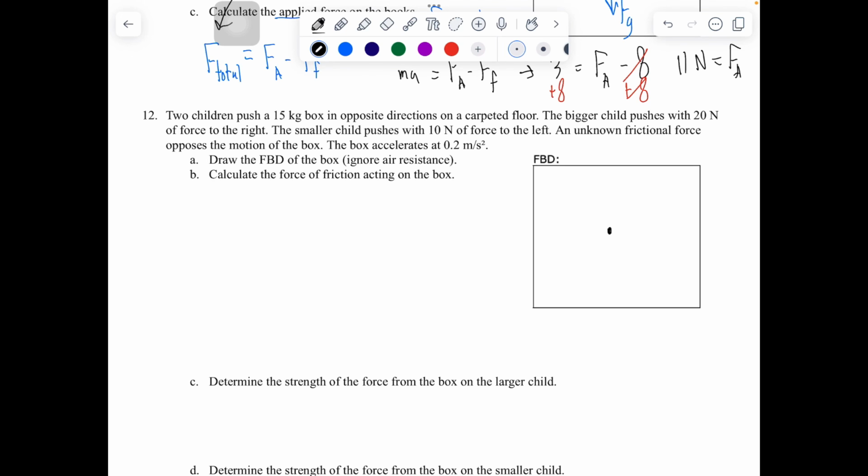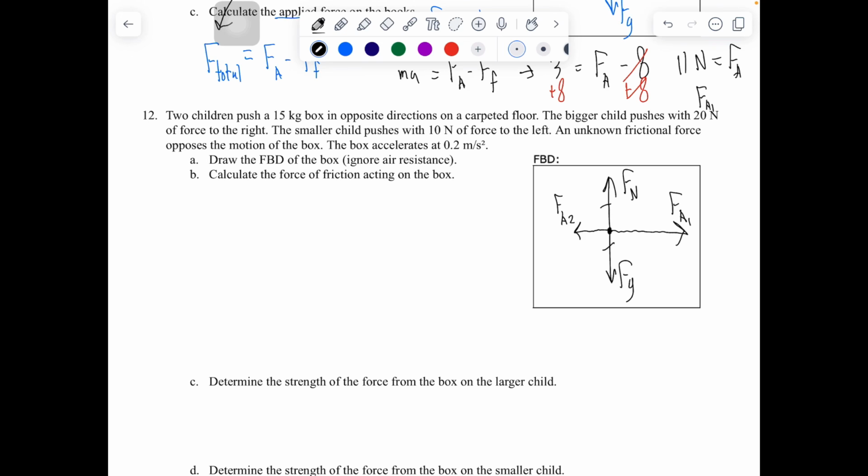We have to use a lot of our knowledge here. We know we're on Earth. Gravity straight down, normal force balancing it. The box is not accelerating up or down, so it must be balanced vertically. Let's continue. One child is pushing 20 newtons to the right, so let's draw a big force. This is an applied force to the right. We can even label this. This is maybe our first applied force. And then the smaller child, they're pushing to the left with half as much force. We'll label this the applied force 2.